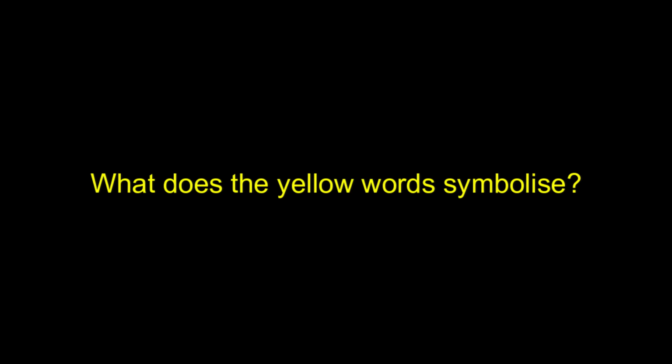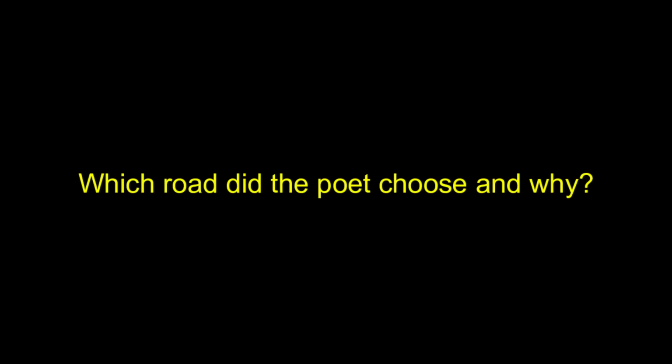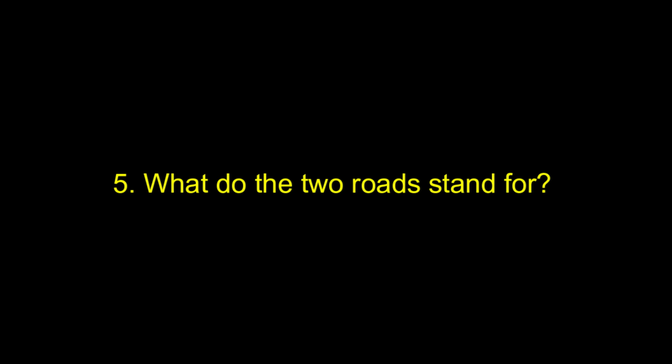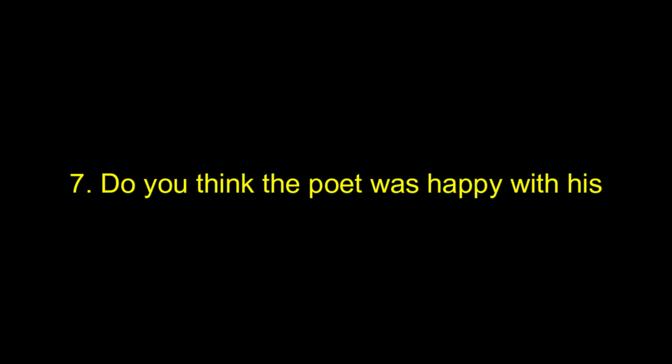1. What does the yellow wood symbolize? 2. Why did the poet feel sorry? 3. Which road did the poet choose and why? 4. What was the poet's dilemma? 5. What do the two roads stand for? 6. Do you think the poet was sure of coming back to that road someday? Why? Why not? 7. Do you think the poet was happy with his choice? Why or why not? The outcome could be that of assessment, recapitulation, comprehension, and critical thinking.